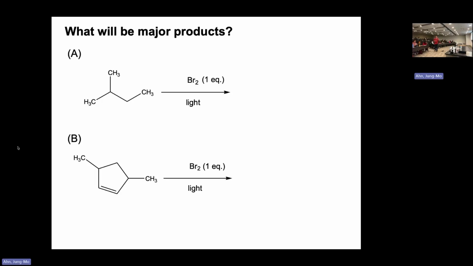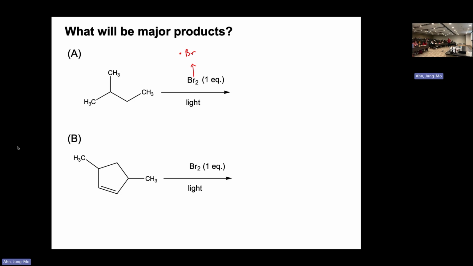I'm asking you to predict what is the major product for each. So this is where we need to think about the mechanisms. The bromine with the light will be breaking the bromine molecule into the bromine radical. That's the initial step. We got the bromine radical forms. That will go into the first propagation step, right? Meaning that it's going to be abstracting the hydrogen from the carbon.